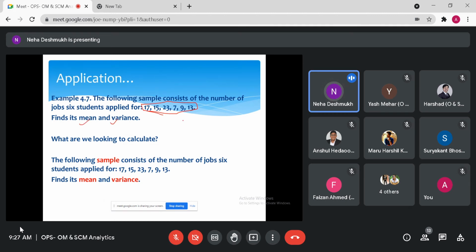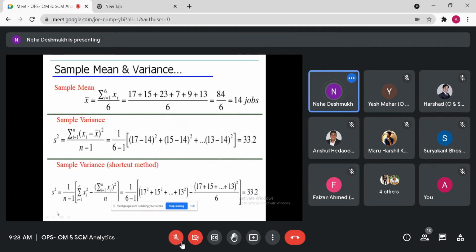To calculate the mean, what is the procedure? 17 plus 15 plus 23, sum of all observations upon total number of observations. This will be the mean, right? Is this clear? Now to calculate the sample variance, okay? Sample mean is the summation of all observations upon total number of observations. So this will be the mean.